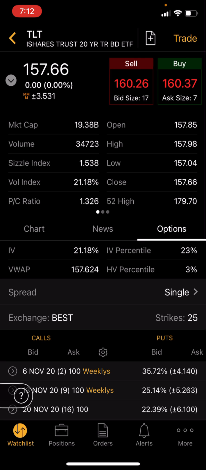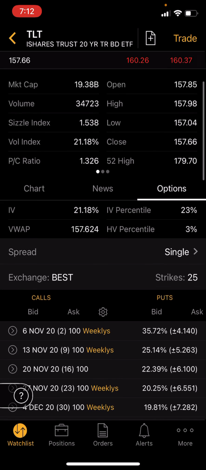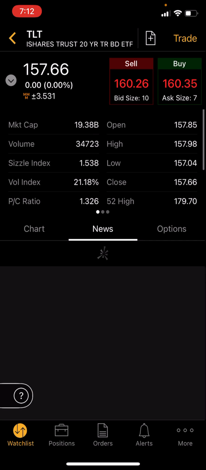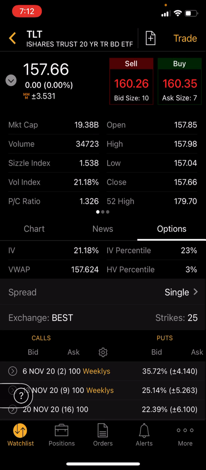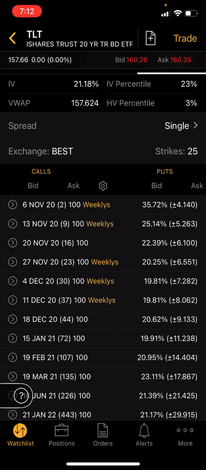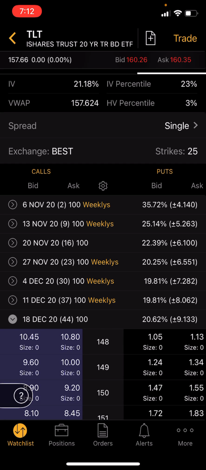What I want to do is you're going to see on the screen chart, news, and options. I'm tapping that. It's about the middle of the screen. I want to be in options, of course, right? And then I'm going to make sure that you twirl open the December monthly. That's 44 days to expiration right now.